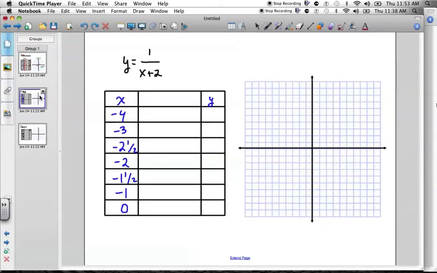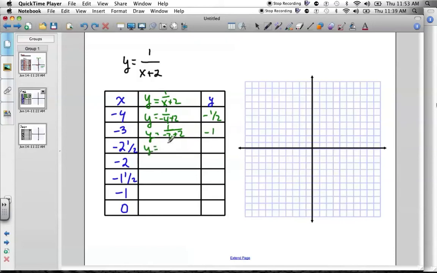We have y equals 1 over the quantity of x plus 2. And so when we do this, we'll have to make sure we do the x plus 2 piece first before we divide. Remember our correct order of operations. -4 plus 2 is -2, and so your output value here is -1/2. We put in a value of -3. -3 plus 2 is -1. 1 over -1 is -1.